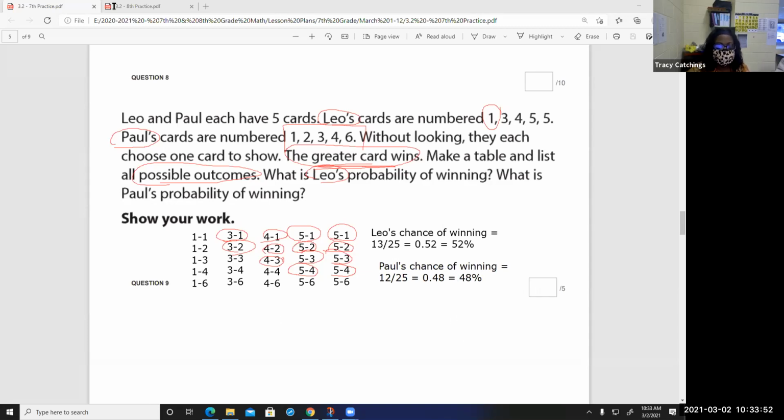Remember, if we're talking about two things, when I finish, both of them together should give us 100%. So Leo has a chance of winning 52%. Paul has a chance of winning 48%. All right, let me know when you finish. All right, anybody else?